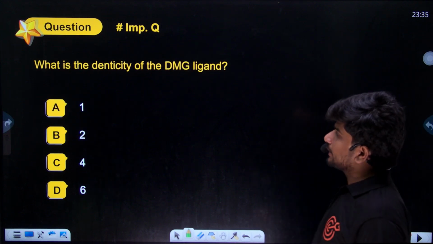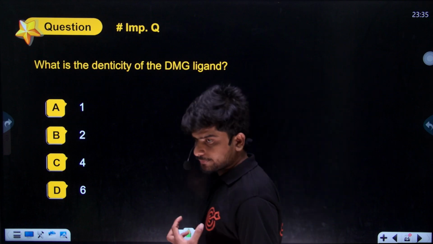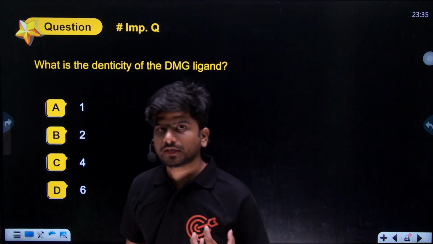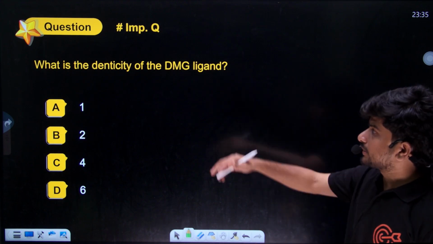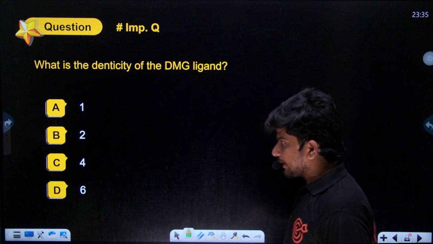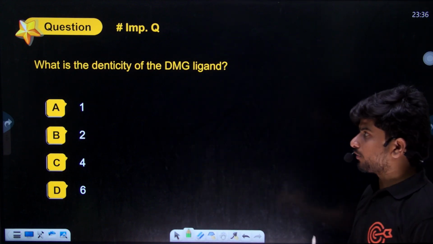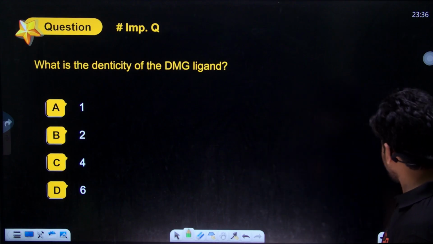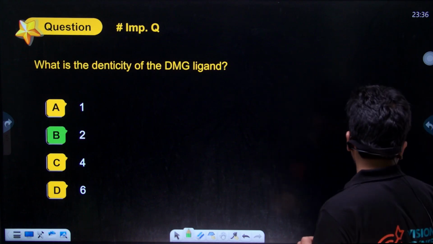So the denticity of a DMG ligand is, DMG ligand we have already discussed in the previous class. Once again, if you have any doubts, please revisit your previous slide. So it is nothing but dimethyl glyoxime. What is the denticity of it? It is nothing but 2. So you have 2 donors in DMG.